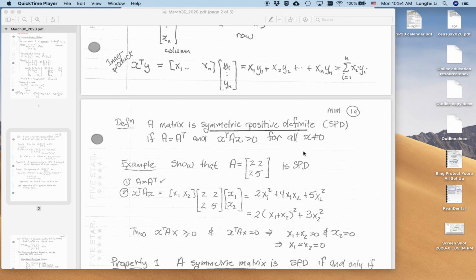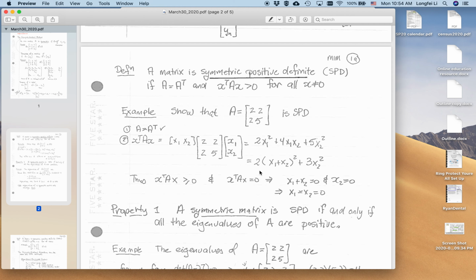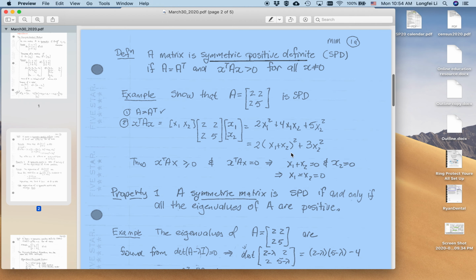For example, we have this matrix that is SPD. We can show that A equals A transpose, so it's symmetric. Now we verify if this condition is satisfied: x1, x2 multiplied by the matrix, multiplied by x1, x2. If we write this out, we end up with a number. After writing out the multiplication and reorganizing everything, we can see the whole thing is a square plus another square. So this has to be greater than or equal to 0, because all the parts here are squares.